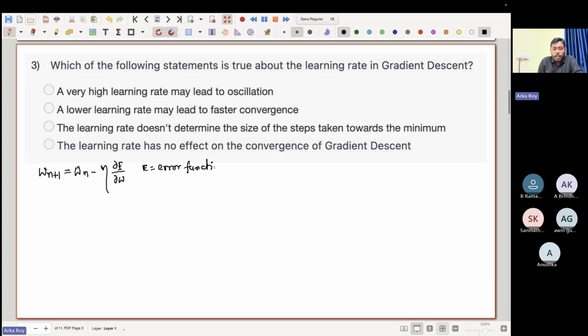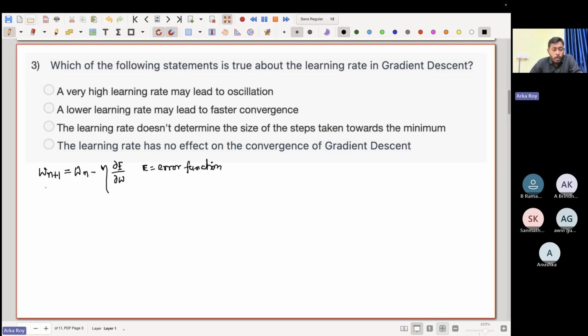It could be L2 error, L1 error, binary cross entropy, or categorical cross entropy. If your task is classification, you'll be using entropy based loss functions. If your task is regression based, then you'll be using L1, L2, or several other sorts of norms that you can use.